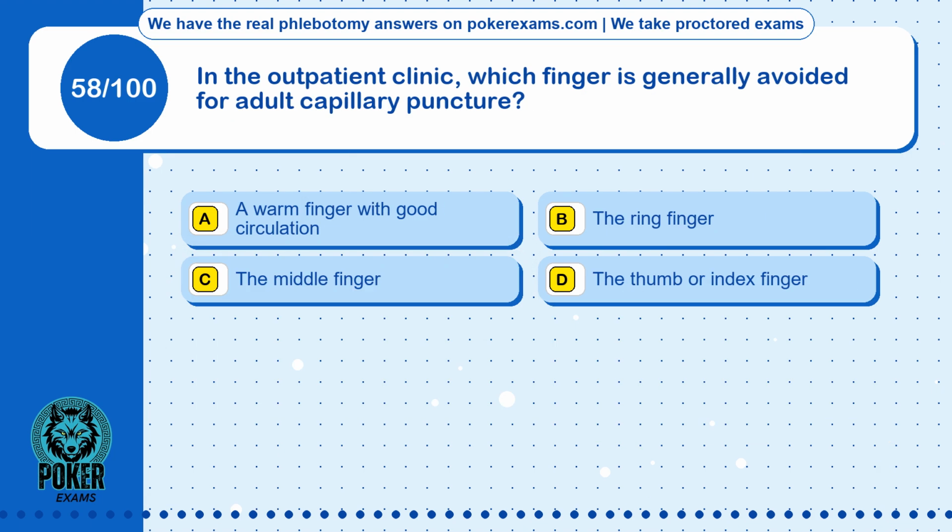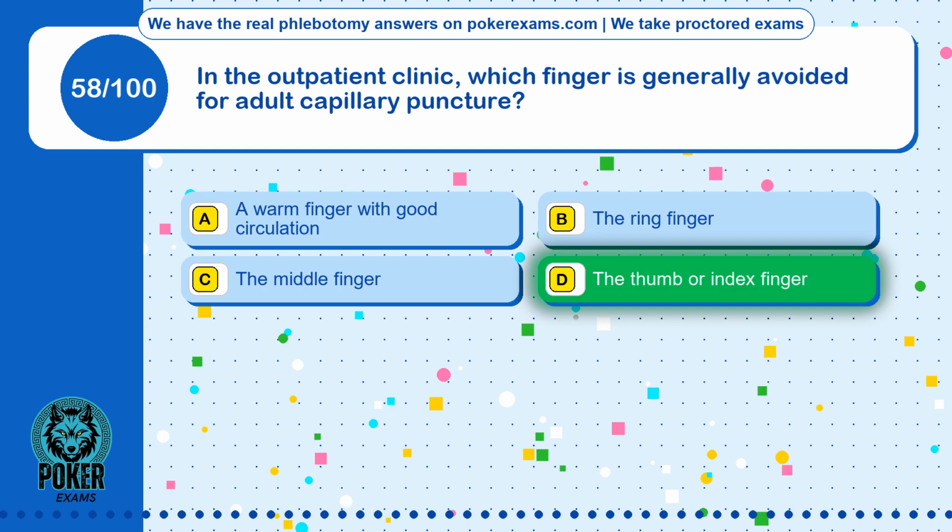Question 58. In the outpatient clinic, which finger is generally avoided for adult capillary puncture? Option A. A warm finger with good circulation. Option B. The ring finger. Option C. The middle finger. Option D. The thumb or index finger.